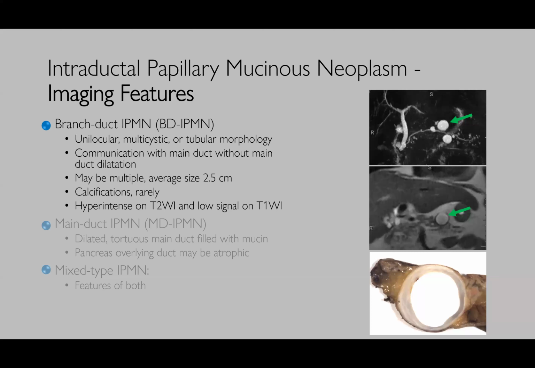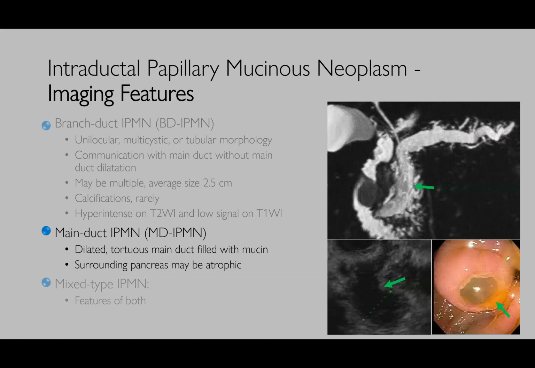The average size is around 2.5 centimeters. You rarely tend to see any calcifications. These are T2 hyperintense and T1 hypointense as expected for any cystic lesion. And depending on the internal complexity, you may see thicker septations, mural nodularity, and findings that suggest a malignancy.